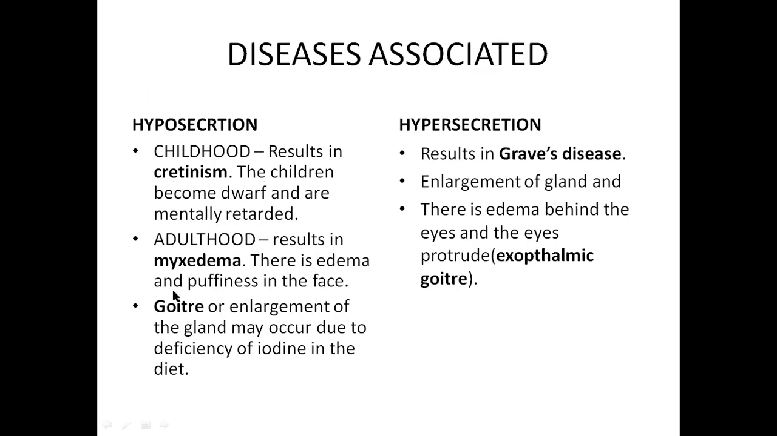So you can see the edema and puffiness in the face, and it may also result in enlargement of the thyroid gland due to the deficiency of iodine, which we term goiter. And under hypersecretion, the disease is known as Graves disease. The symptoms are enlargement of the thyroid gland, and there is puffiness or edema just behind the eyes. As a result, the eyes look protruded, which we term exophthalmic goiter. Okay.